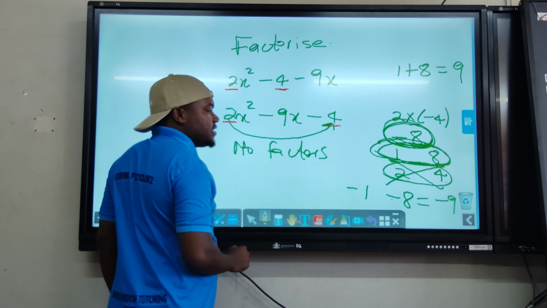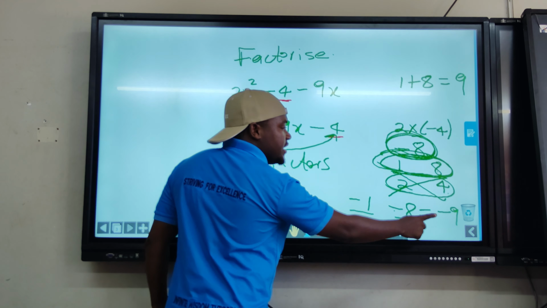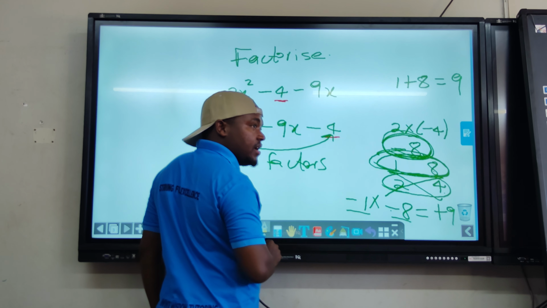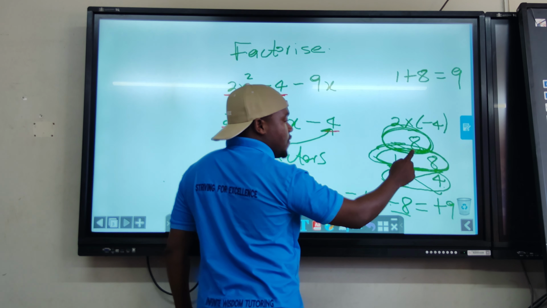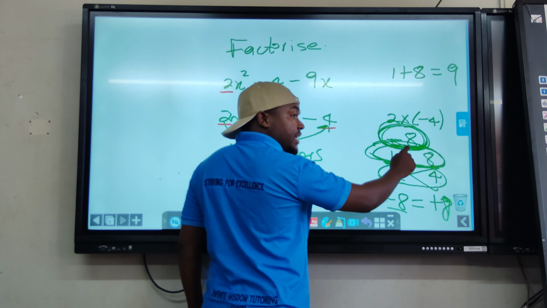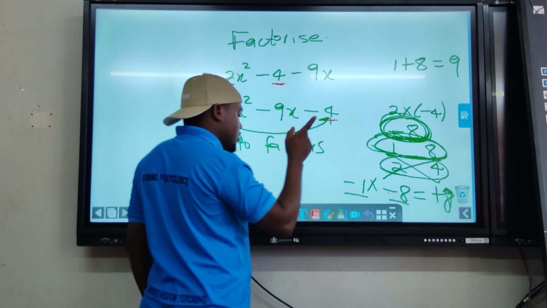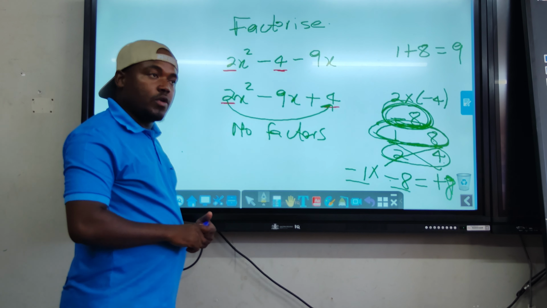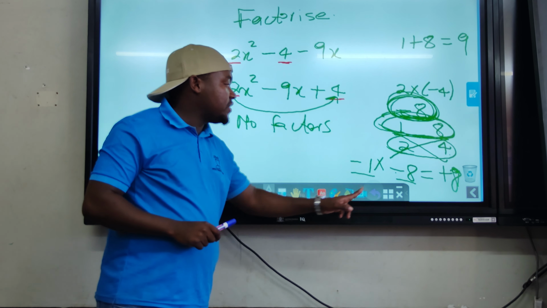Why are there no factors? Because when I multiply these two, they give me a positive 8, and I'm looking for negative 8. So it was going to work if I had a positive 4 here, then it was going to work properly. That is why it was so difficult for you.